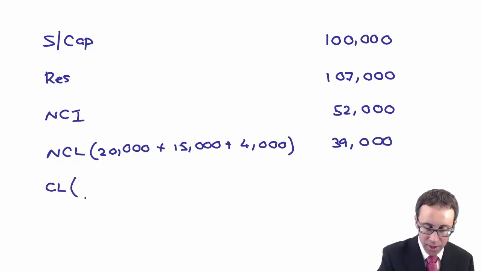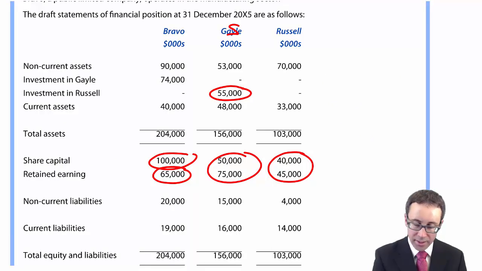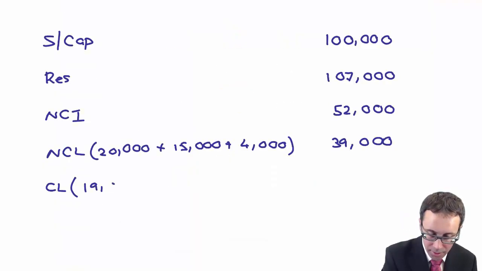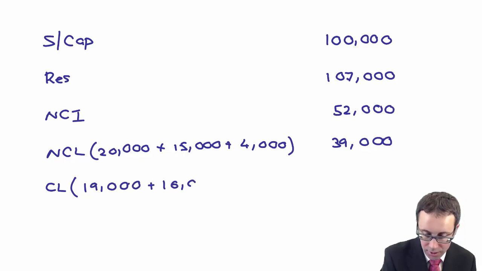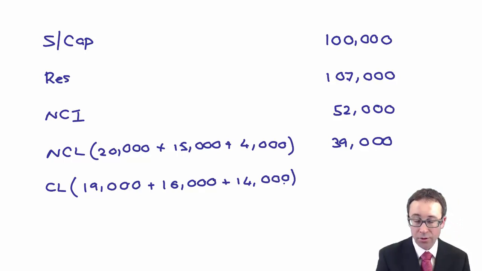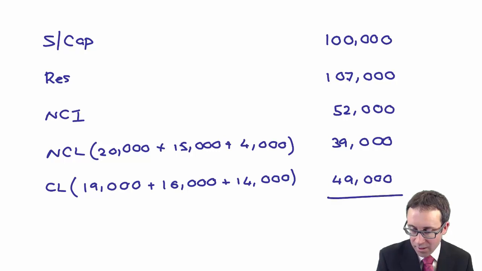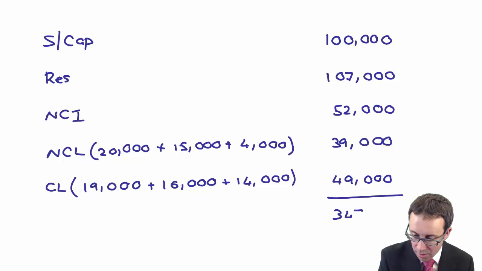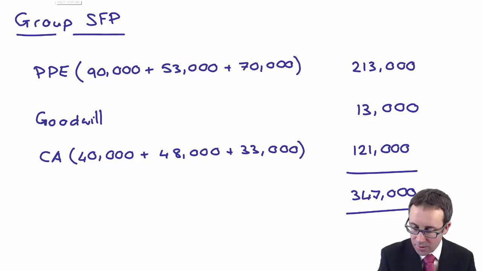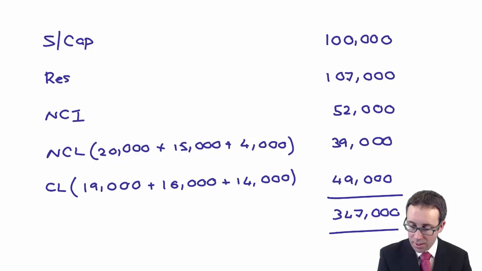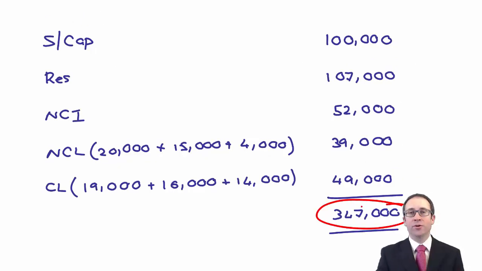And then you have your current liabilities, 19, 16, 14. 19,000 plus 16,000 plus 14. 16 and 14 is 30, plus 19 is 49,000. Gives me there 3, 4, 7,000, which is a bonus, isn't it? You've got 3, 4, 7,000 as your assets at the top, and your equity plus liabilities is the same, 347,000.